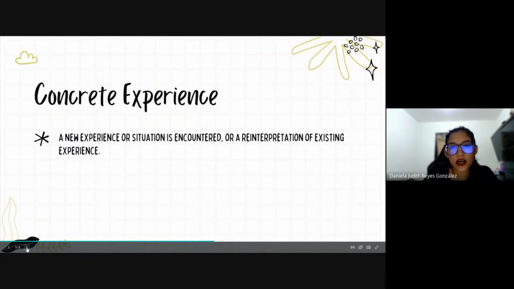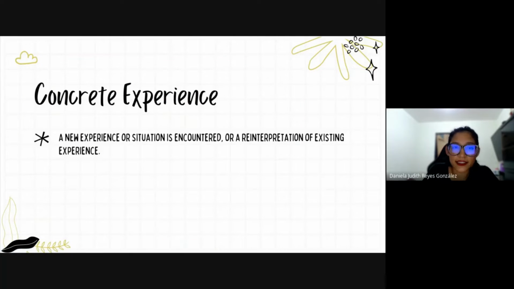The first stage of the cycle is called concrete experience, and this happens when the learner is exposed for the first time to a new form of knowledge. In this stage, the learner tries to reinterpret the experience they're having into something that they can understand.